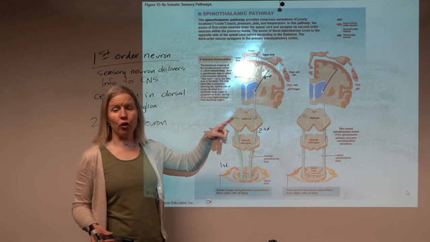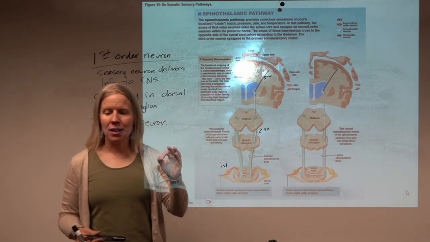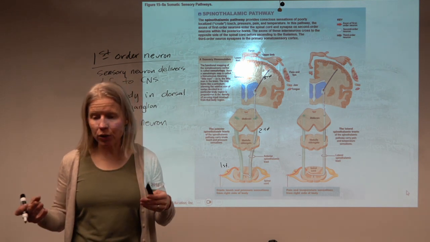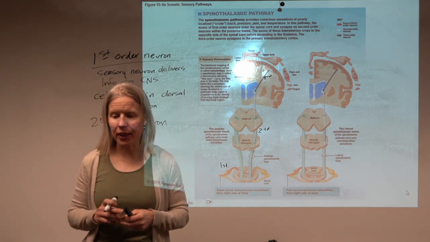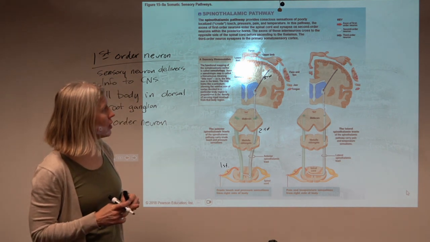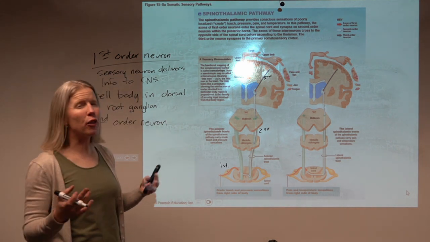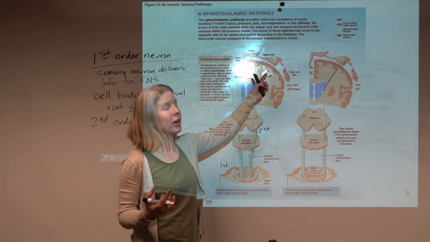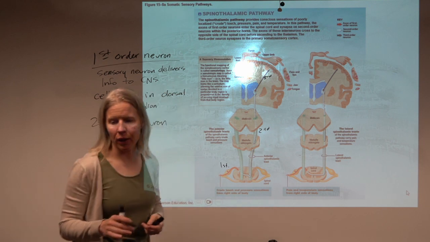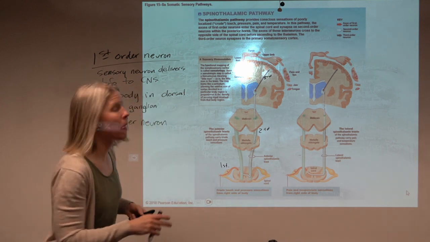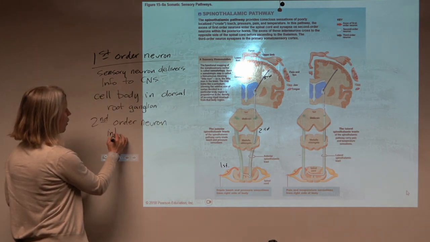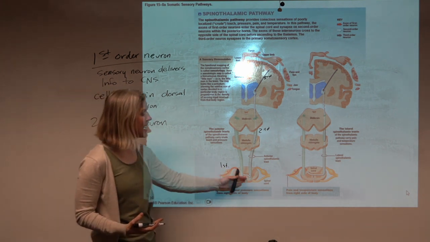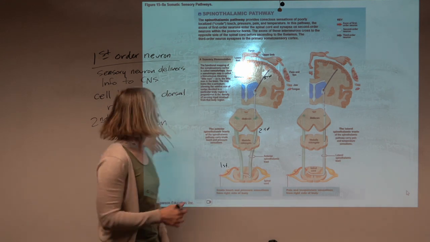And that second order neuron then is going to be taking this information up the spinal cord. It crosses over and typically is going to the thalamus. There's other regions that it could go to, but if we're talking about sensory information that's going to enter our consciousness, it's going to the thalamus. Right? So this is considered an interneuron. Right? This interneuron is in the spinal cord or the brainstem.